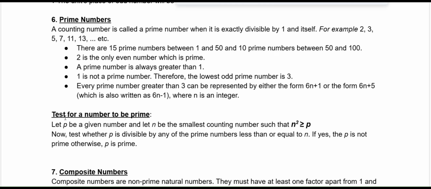Before that, I will tell you the test for a number to be prime. They will be asking you questions where they give a number and ask whether it is prime or not. So how to do that? Suppose the given number is p, and n is the smallest counting number such that n square is greater than or equal to p. This condition has to be satisfied. Now what you have to test is whether p is divisible by any of the prime numbers which are less than or equal to n. If it is divisible, then it is not a prime. If it is not divisible, then it is a prime.